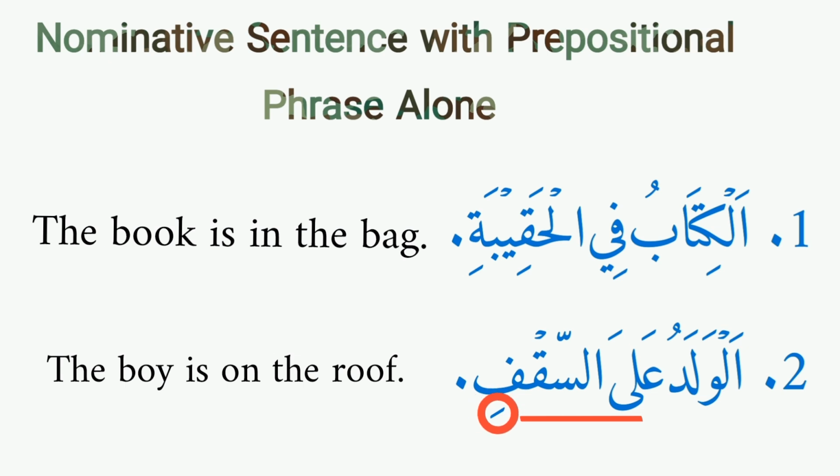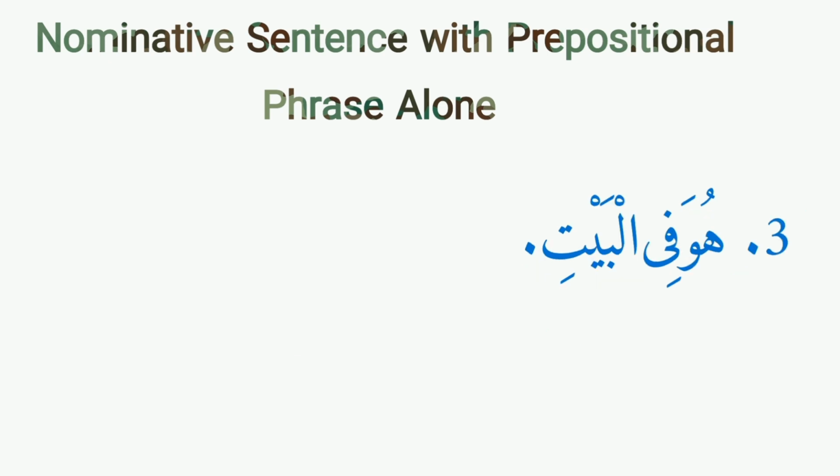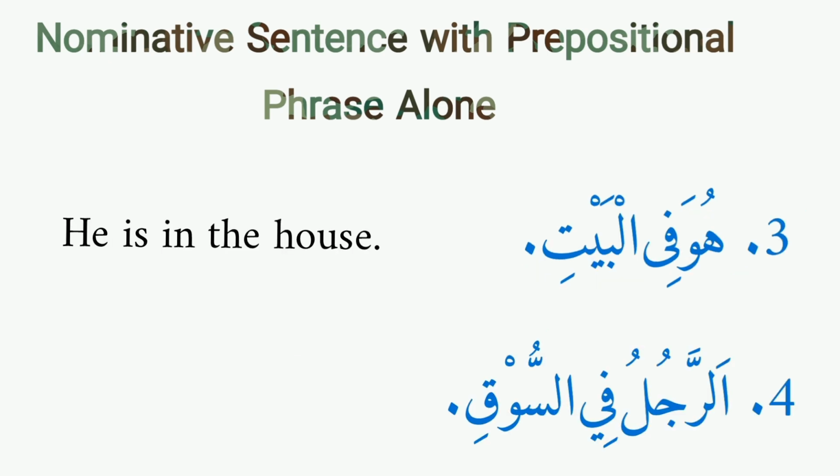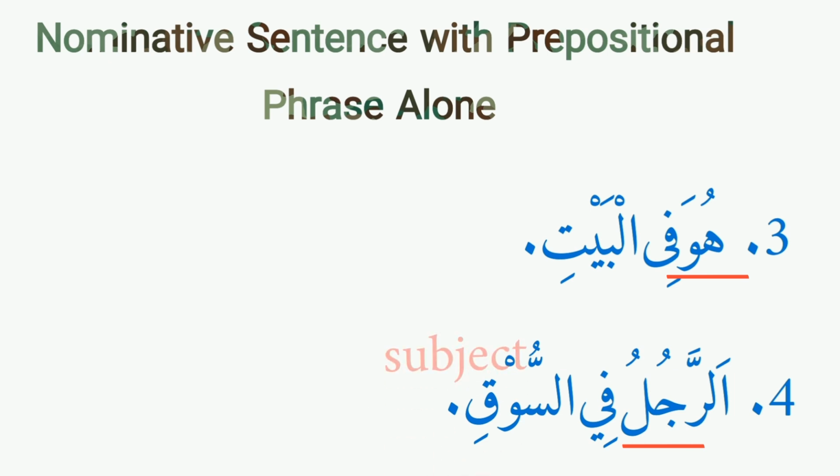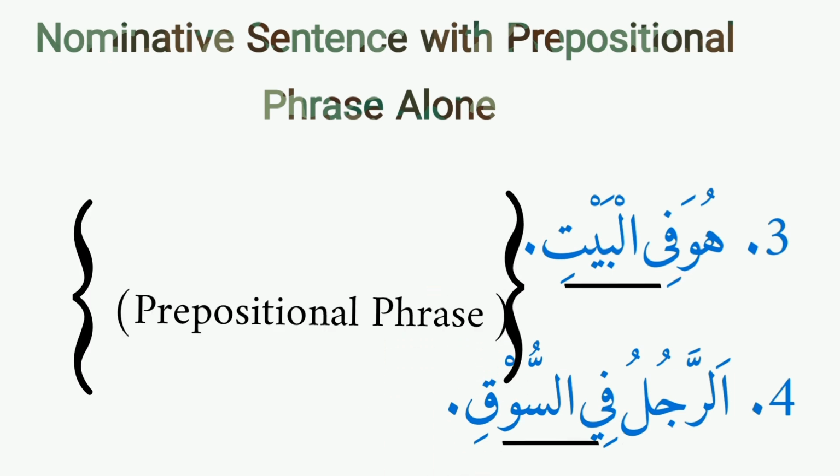It is the predicate. هو في البيت. He is in the house. الرجل في السوق. The man is in the market. Dear learners, the red underlined words are the subject, whereas the black underlined words are the prepositional phrase and the predicate of the sentence.